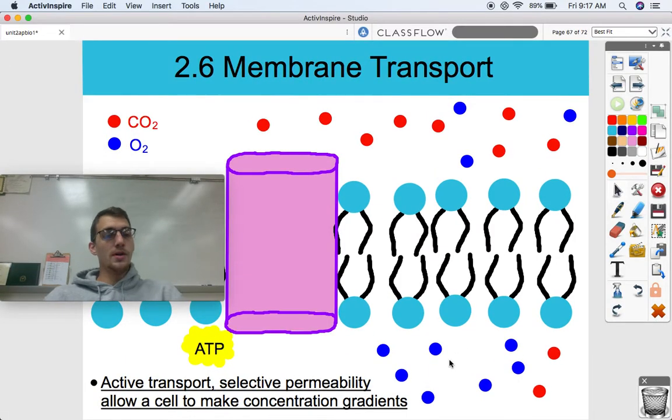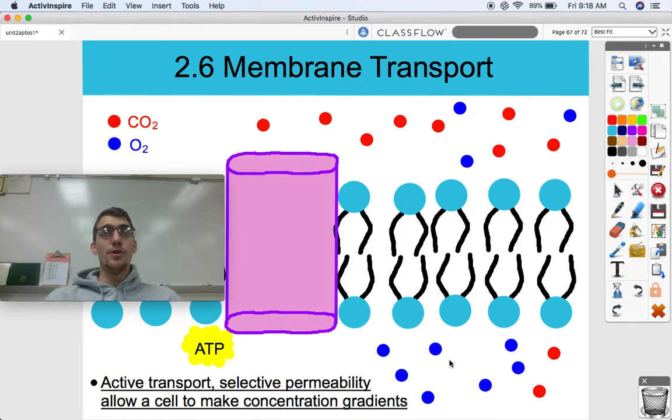Underlined. It's important. Active transport and selective permeability allow a cell to make concentration gradients. So a cell can manipulate, using active transport and its membrane proteins, what concentrations are on either side of the membrane. So it can control what's going in and what's going out. That's where the selective permeability of the cell membrane comes in.